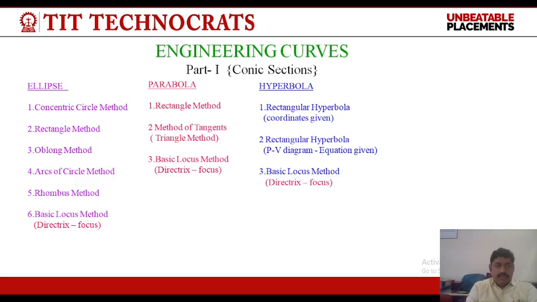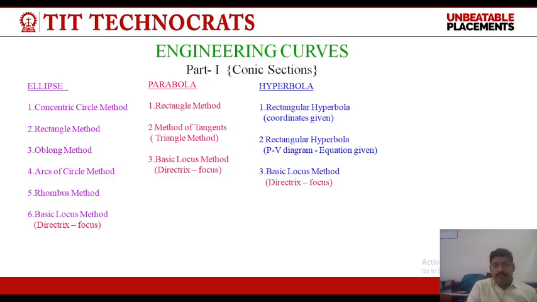Ellipse has 6 methods, parabola has 3 methods, hyperbola has 3 methods. By all these methods, we construct ellipse, parabola and hyperbola. For construction of ellipse, the first one is the concentric circle method, second one is rectangle method, then oblong method, area of circle method, rhombus method and basic locus method, that is also known as general method. In parabola, there are rectangle method, method of tangent and basic locus method.